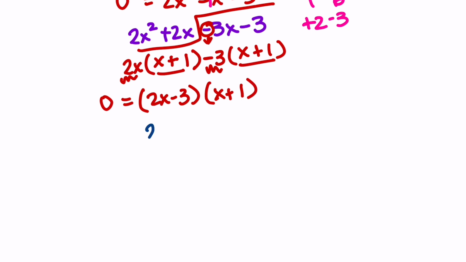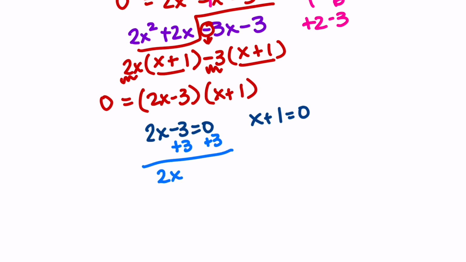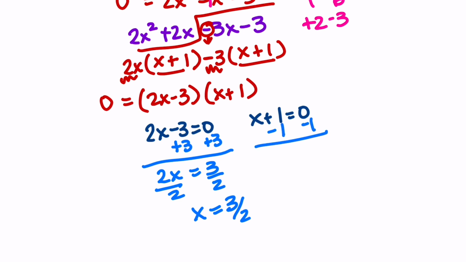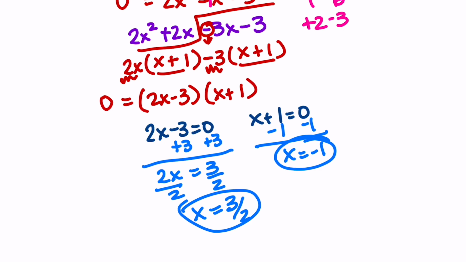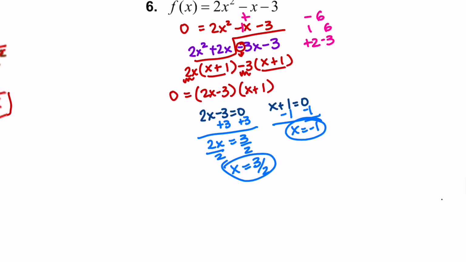So I'm going to say that 2x minus 3 equals 0 and x plus 1 equals 0. We want to solve both of them for x. We're going to add 3 to both sides of the equal sign. 2x equals 3. Divide by 2. My first answer is going to be x equals 3 halves. On the second piece, we minus 1 from both sides of the equal sign, and x equals negative 1. So we have two real answers. These are not imaginary.